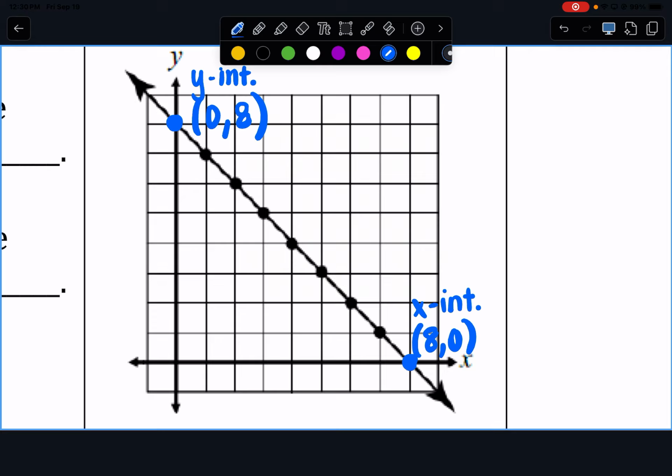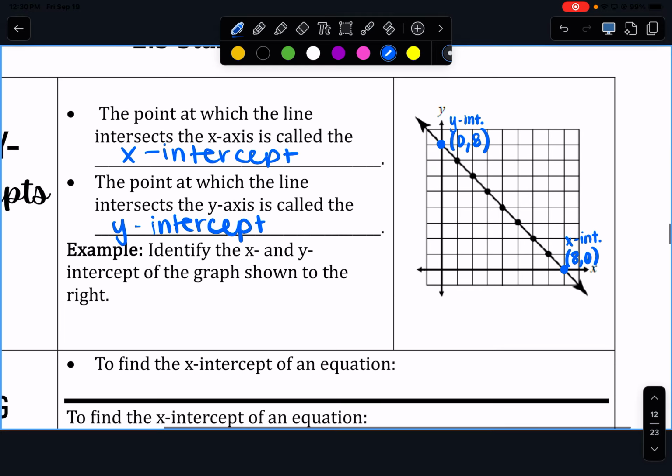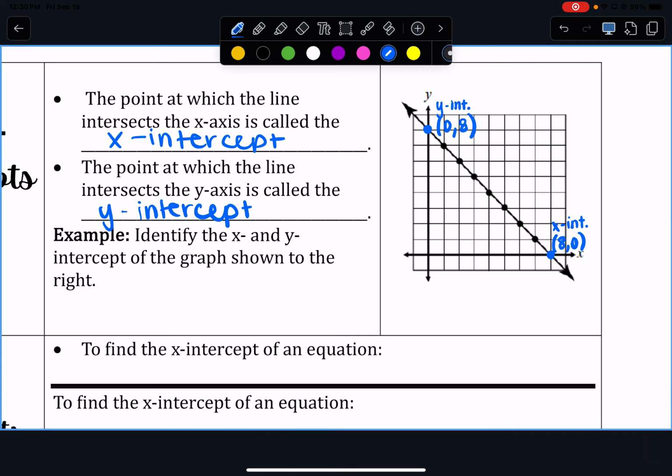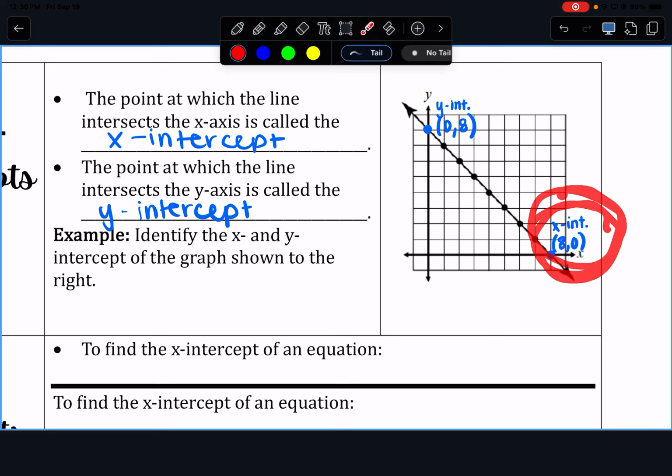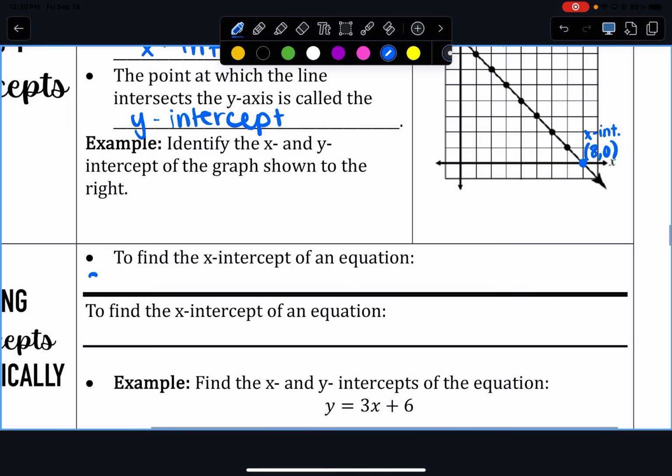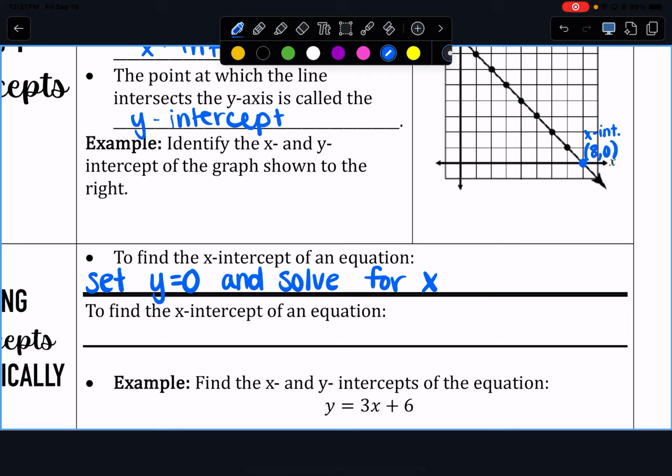So we're going to look not just at finding them graphically, we're going to look at finding them algebraically. In order to find them algebraically, we are going to plug in something, okay? So if I look first at my X-intercept, in order to be an X-intercept, what does the Y value need to be there? 0. So in order to find the X-intercept, we are going to set Y equal to 0 and solve for X. So we're just going to plug in 0 for Y and solve for X.